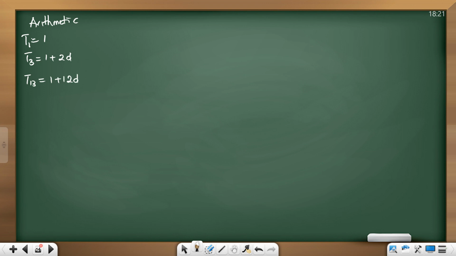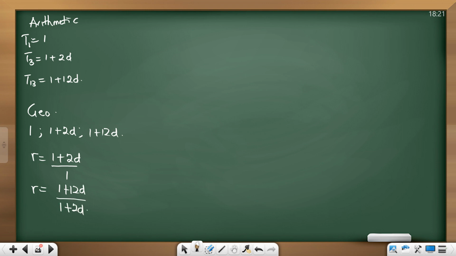1 plus 12D. Interesting. For the geometric, what do we know? It is 1 plus 2D, 1 plus 12D. What's my ratio here, since they want a ratio? Is it okay to say our ratio is 1 plus 2D over 1, T2 over T1? Right? And that same ratio is 1 plus 12D over 1 plus 2D. Does that make sense? We good? T3 over T2 equals T2 over T1.